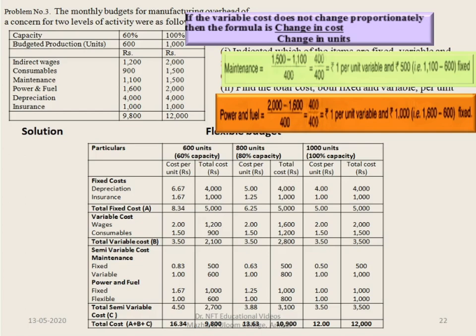What is the fixed cost? You have 1100, minus variable cost per unit is 1. So 600 into 1 is 600. So the total cost minus variable cost is fixed cost. Total cost minus variable cost gives you fixed cost.